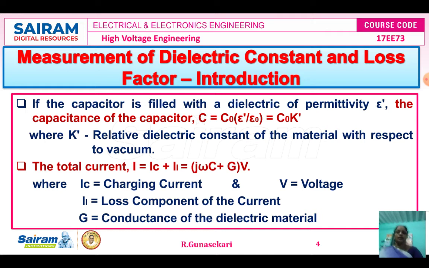The total current I is the sum of the charging current IC and the loss component of the current IL, which is equal to j omega CV plus GV, that is equal to (j omega C plus G) into V. In the formula, IC represents the charging current, IL represents the loss component of the current, V is the voltage, and G is the conductance of the dielectric material.